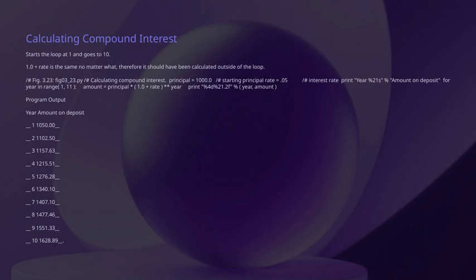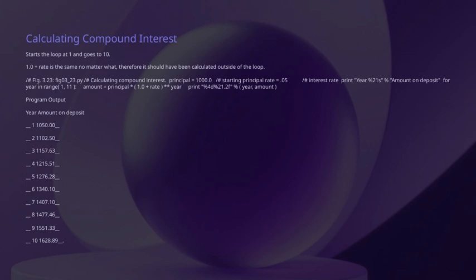The output shows the year and the corresponding amount on deposit, starting at $1,050 after the first year and growing to about $1,628.89 after 10 years. This process demonstrates the power of compound interest, how money grows faster over time because interest earns interest.